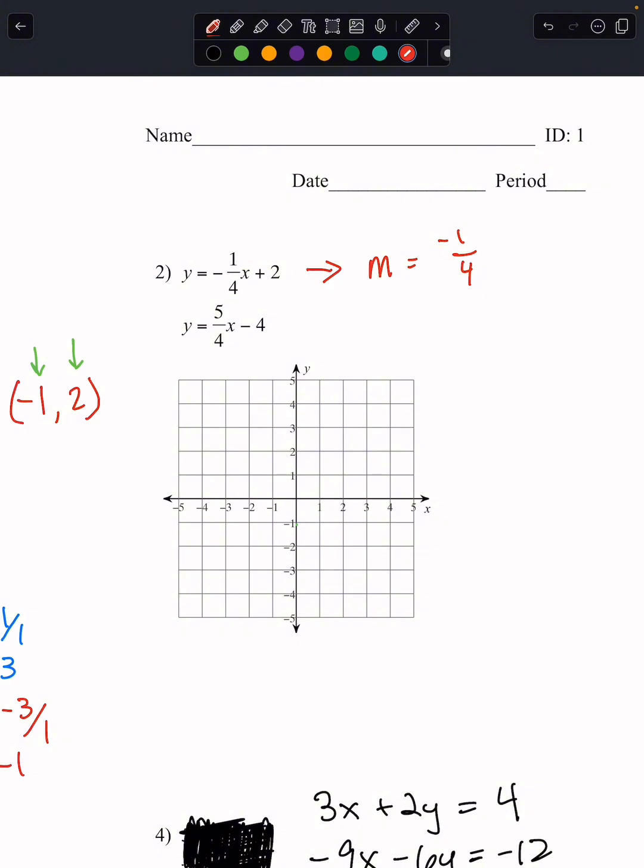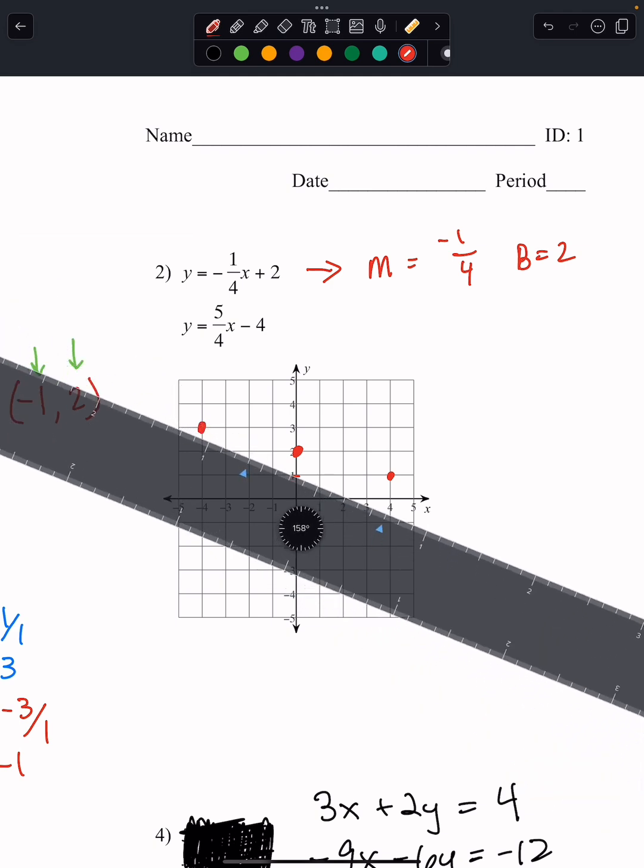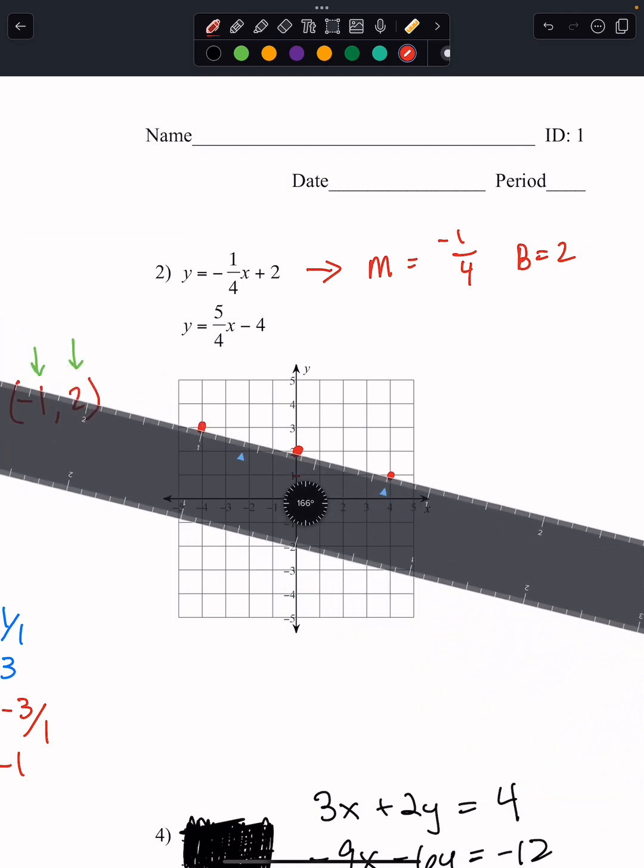And then if you make b +2, okay? So we're going to make our b at +2. And then we're going to go down 1 to the right 4. We're going to go up 1 to the left 4. Okay? So that's how we graph that one. And let's go ahead and draw our line. Draw the line right through those points. Okay, there's that one.